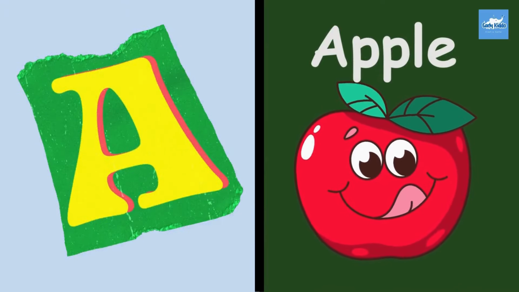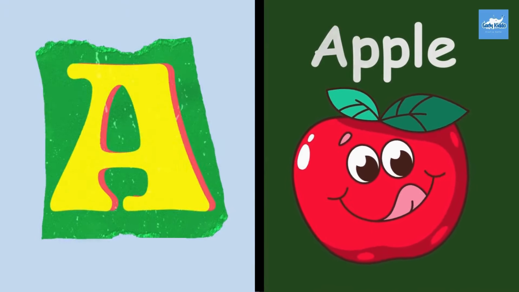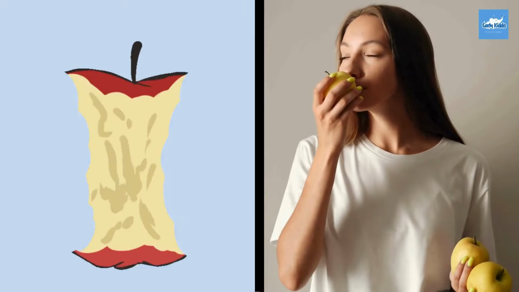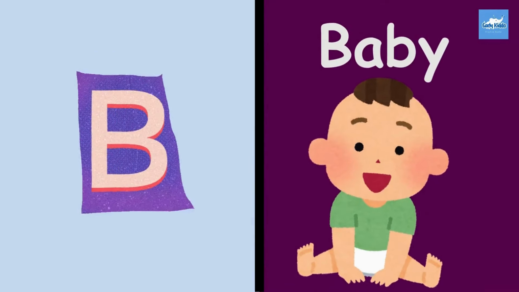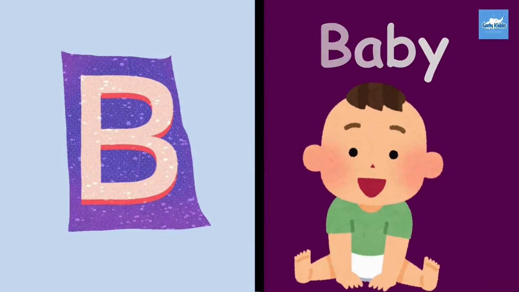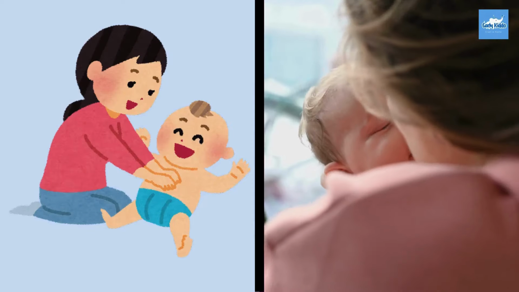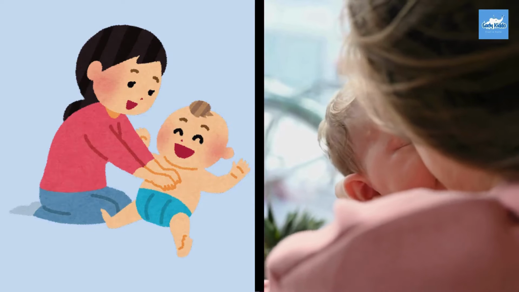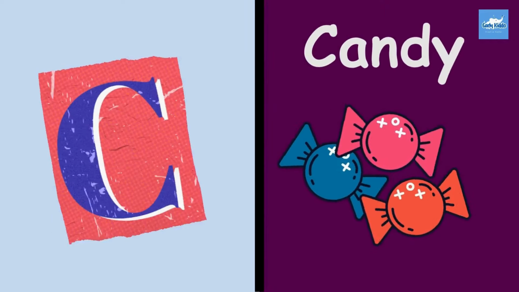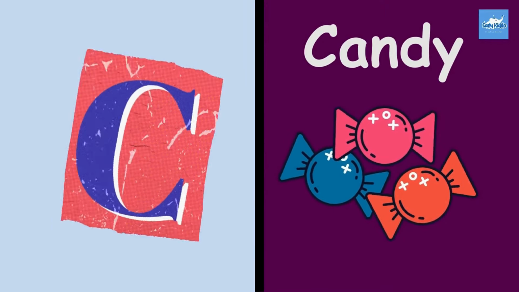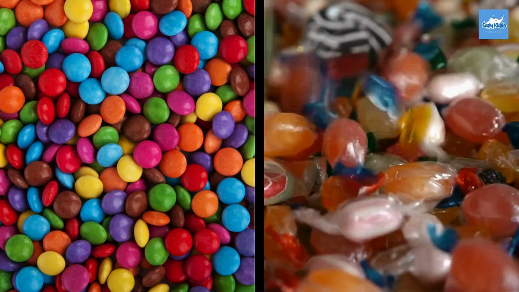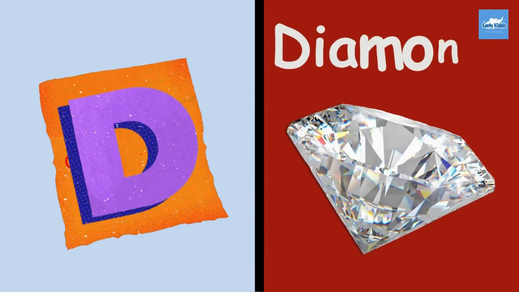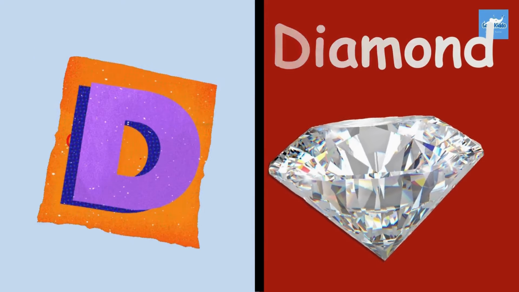A is for apple. A, apple. B is for baby. B, baby. C is for candy. C, candy. D is for diamond. D, diamond.